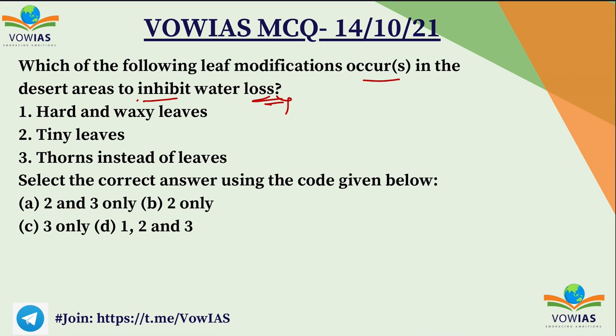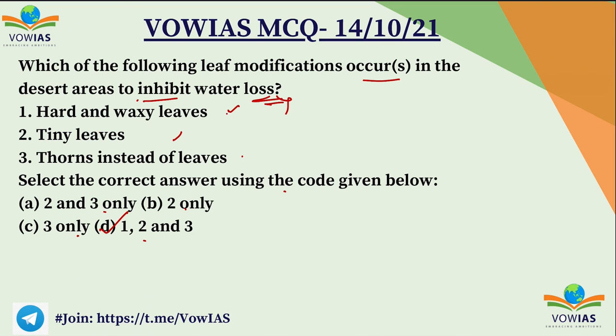That is the question. The first one is hard and waxy leaf, second one tiny leaves, third one thorns instead of leaves. So we have to choose the correct option: A 2 and 3, B 2 only, C 3 only, and D 1 2 and 3. You have to choose the correct option. So the correct option is D 1 2 and 3.